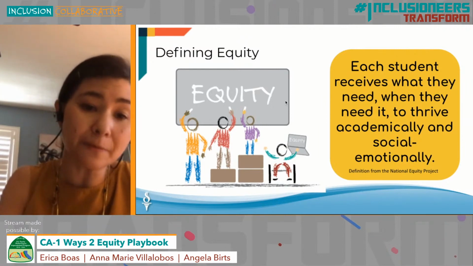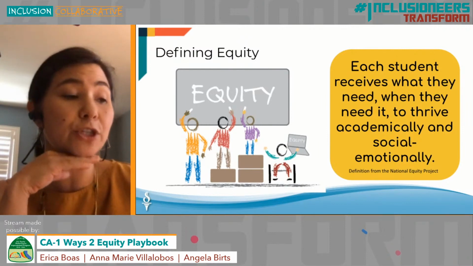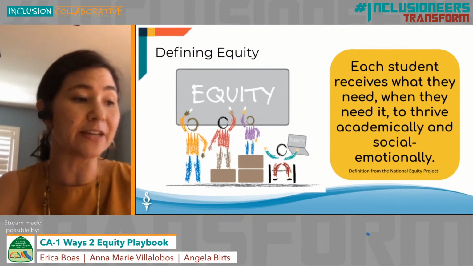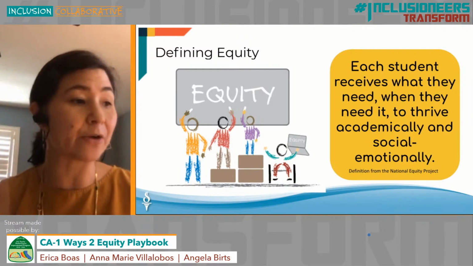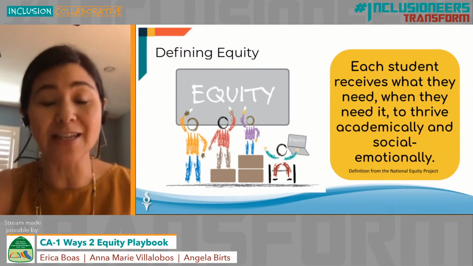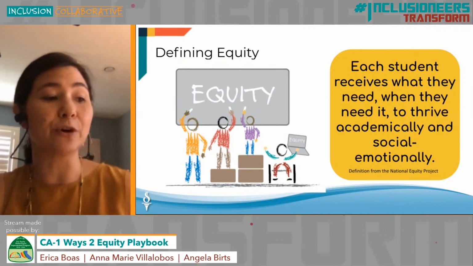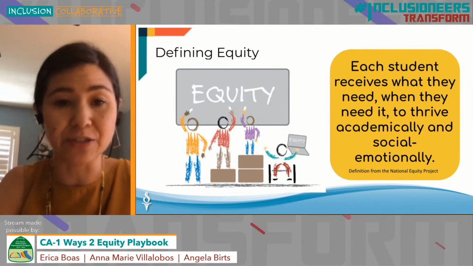The image on my left-hand side right here is created and used by the Inclusion Collaborative, and it illustrates the idea that each student may need something different to reach their potential, and each resource provided interrupts inequitable practices so that this can happen. With this, we can move into discussion of the focal student groups, beginning with Dr. Angela Birts and African American students.